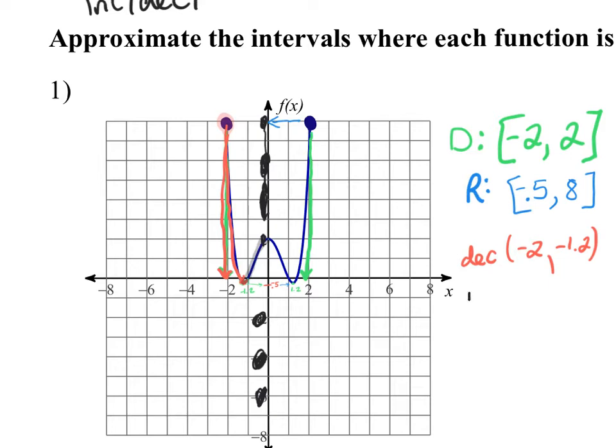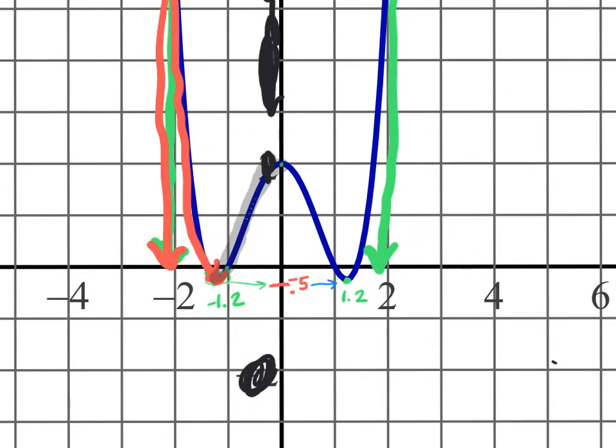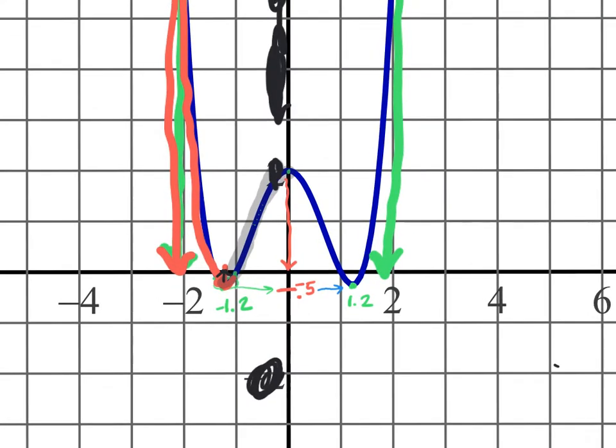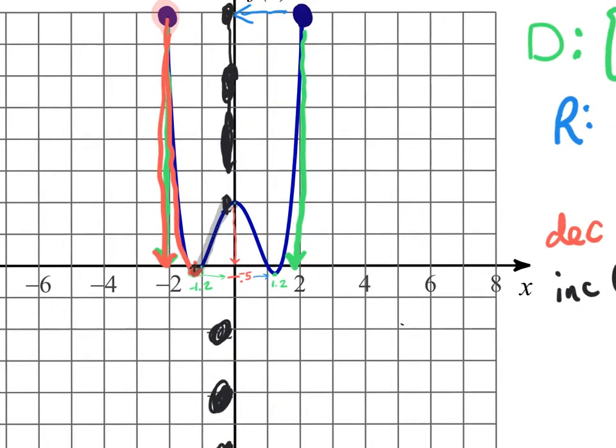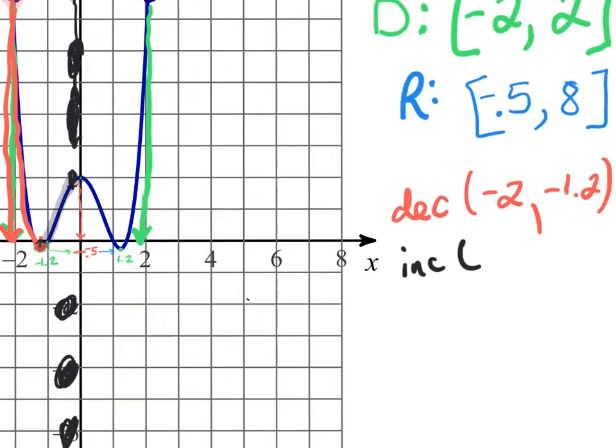I'm increasing. So remember, we look on the x-axis. I'm increasing from where on the x-axis to where on the x-axis? From -1.2, good, to 0.